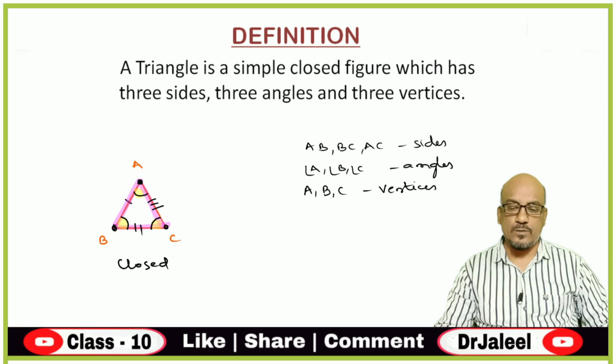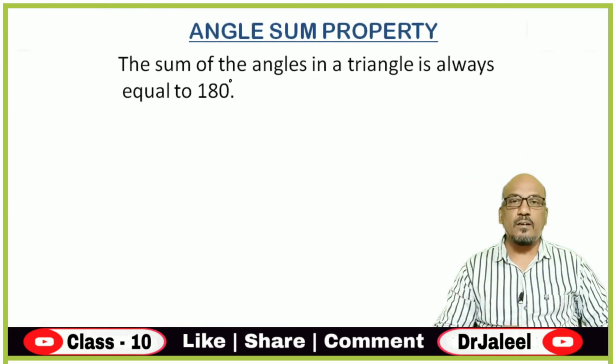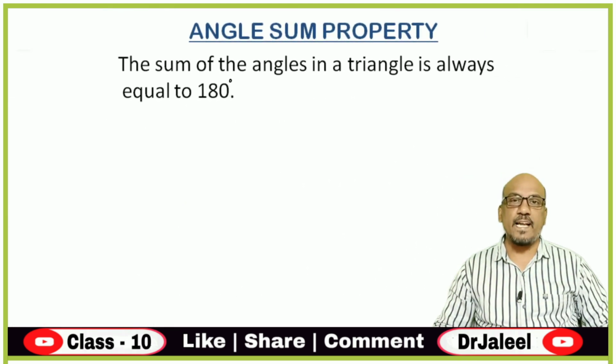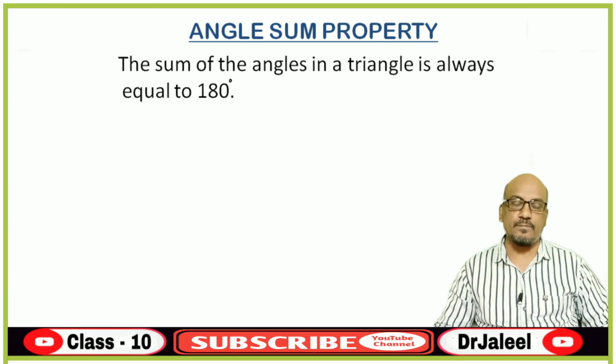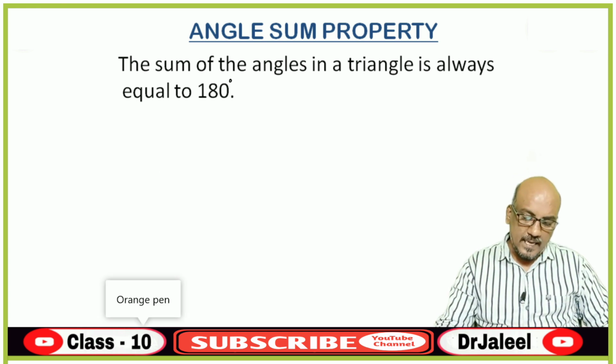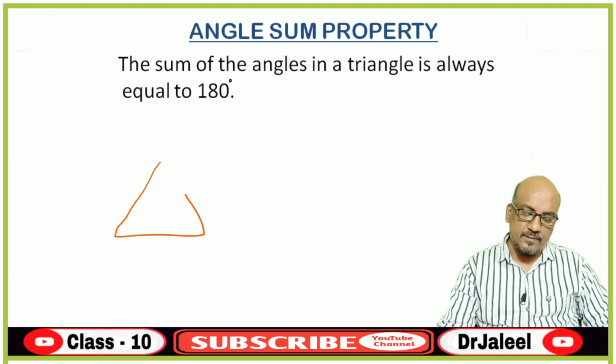So children, now let us go to the next topic, properties of triangles. The first and foremost property that we need to learn is the angle sum property. It says the sum of the angles in a triangle is always equal to 180 degrees. Let us practically see how the sum of the angles will be 180 degrees. I am taking a triangle here.